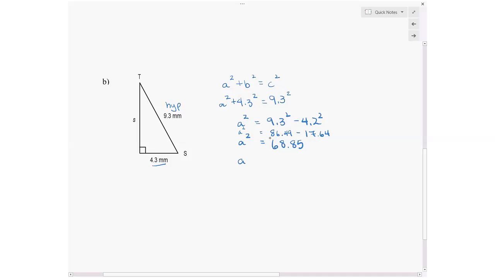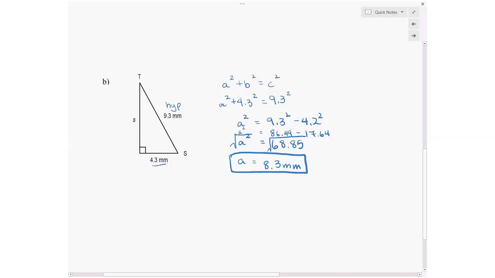The last thing you always do in a Pythagoras question is take the square root every single time. So the square root of a squared is just a, and then the square root of 68.85 is equal to 8.29. We're going to 1 decimal place, so 8.3 millimeters.